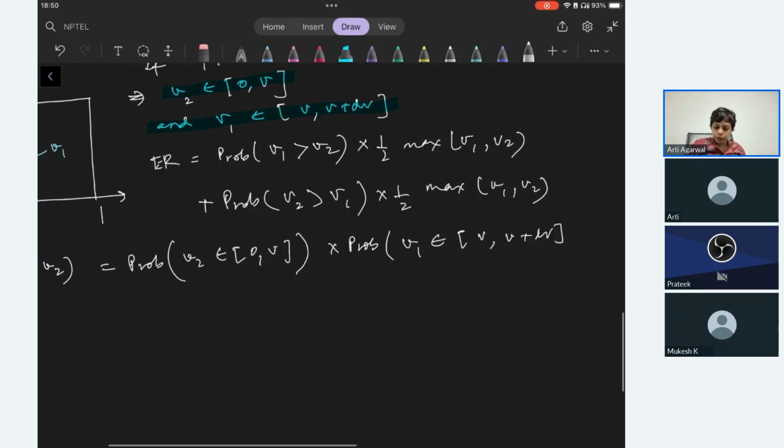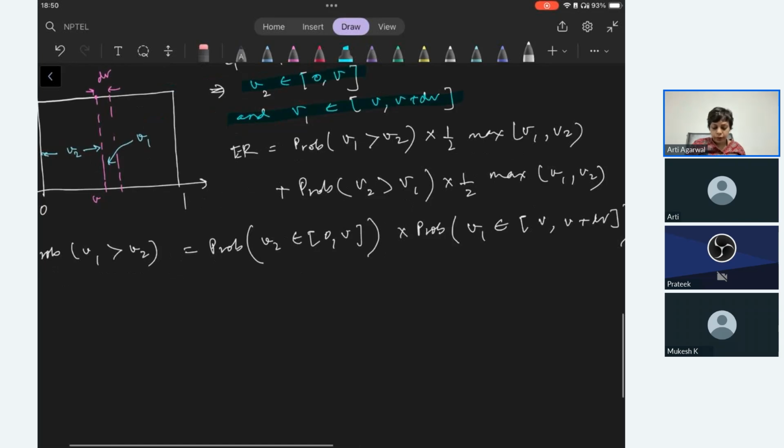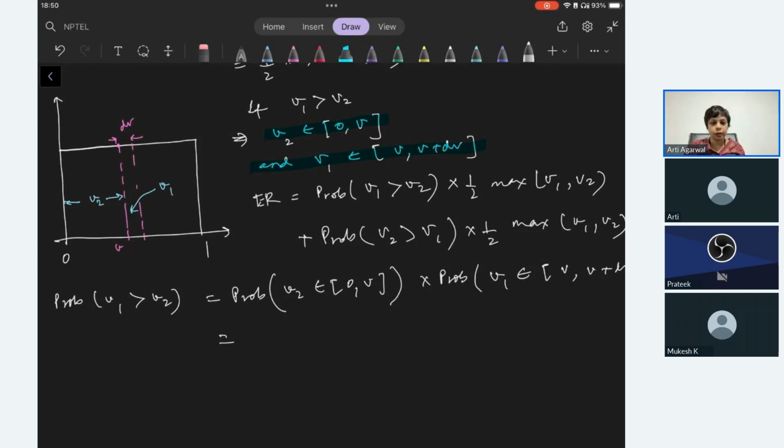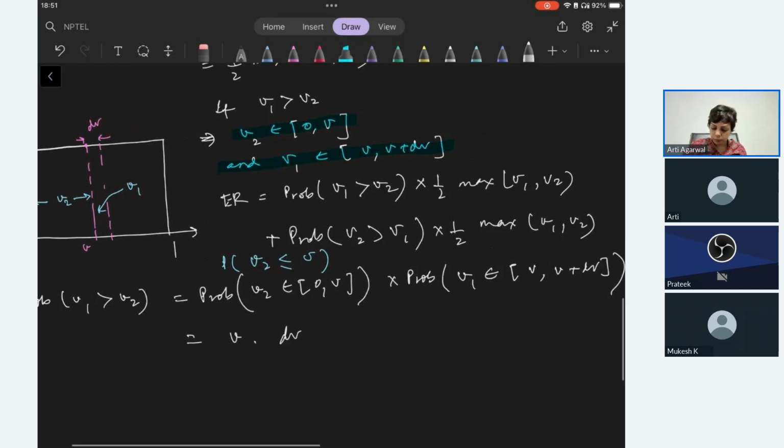Right? This is what we are trying to say over here. So probability of V2 belonging to 0 comma V is what we just agreed in the previous very lengthy discussion. This is just V, right? You can also write this as probability of V2 less than or equal to V. The same thing, right? So this value becomes V, and similarly, by the same logic, this value becomes dV. So this is V dV.